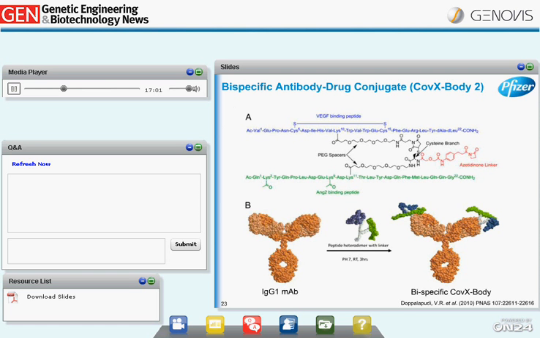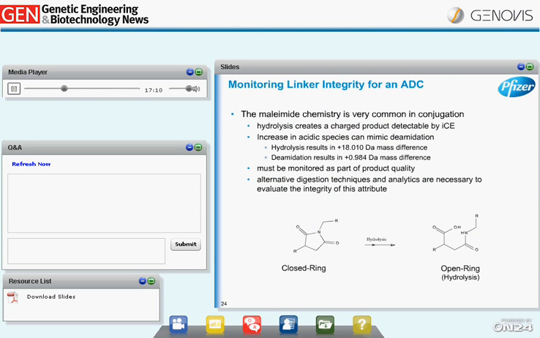Within that chemistry, we have a succinimide ring, which we'll be focusing on to ensure that we have the integrity for this particular linker. For ADCs, maleimide chemistry is used quite commonly. What we're focusing on is the open ring formation that could happen once the ring is hydrolyzed. Hydrolysis of the substituted succinimide ring leads to a mass increase of a little over 18 Daltons. It also increases the overall acidic charge for the given protein.